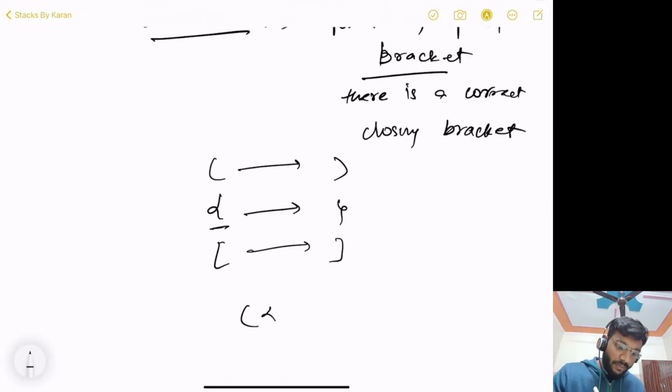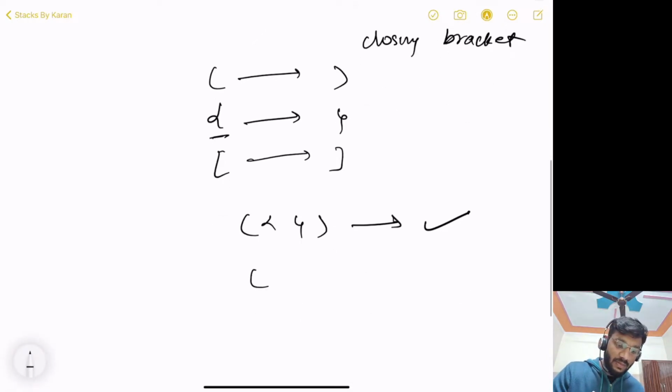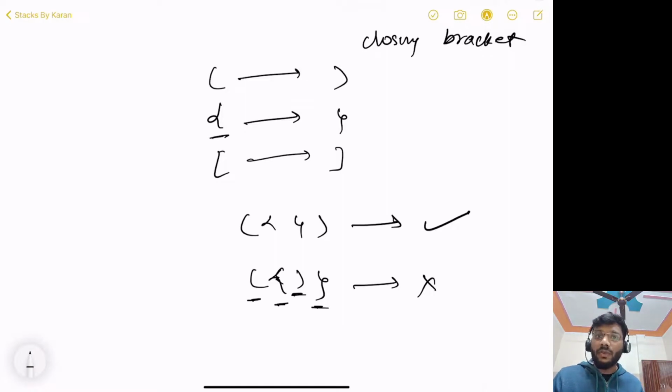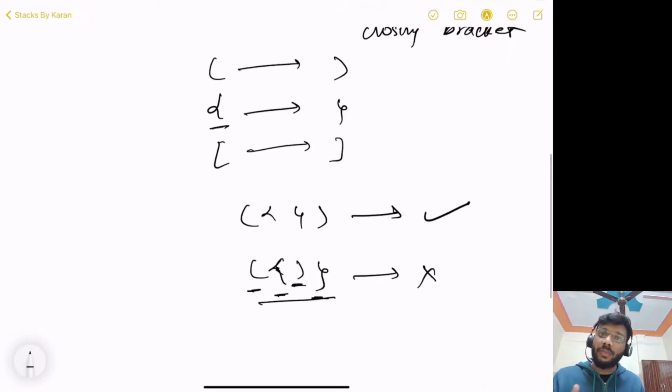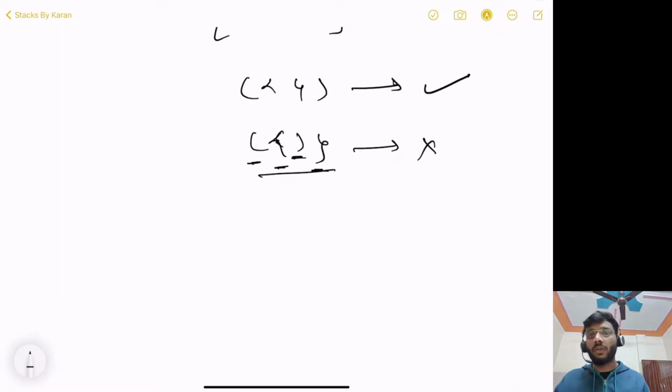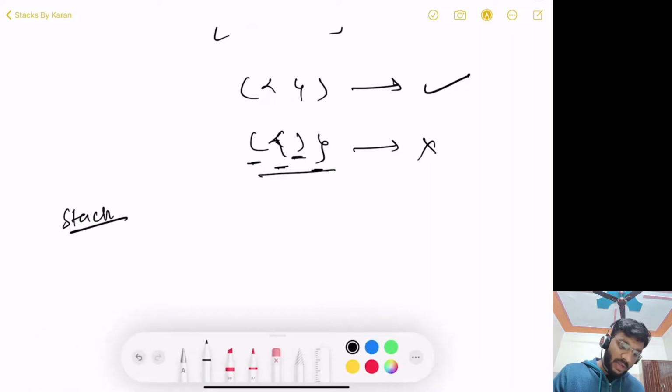So for example, this is balanced, whereas this is not. Even though we have correct opening and closing bracket pairs, they are not at the right positions. So they should be at the right positions as well. This is the problem statement. Now let's see how we can solve it using stacks.